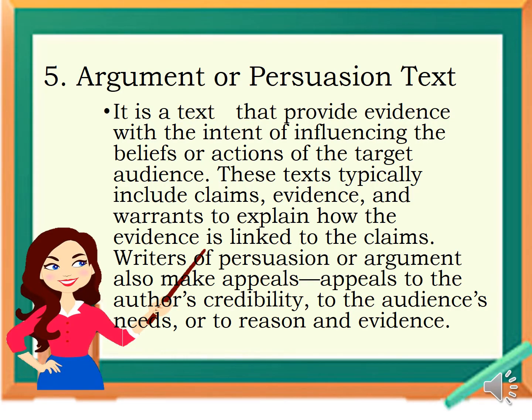The last type of informational text is the argument or persuasion text. It is a text that provides evidence with the intent of influencing the beliefs or actions of the target audience. This text typically includes claims, evidence, and warrants to explain how the evidence is linked to the claims. Writers of persuasion or argument also make appeals to the author's credibility, to the audience's needs, or to reason and evidence.